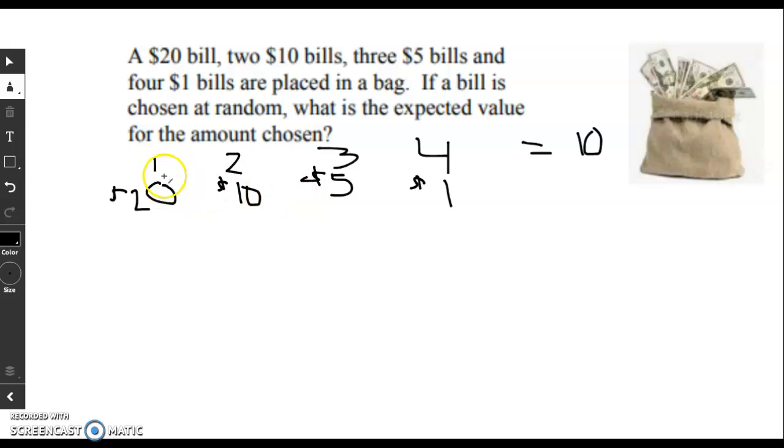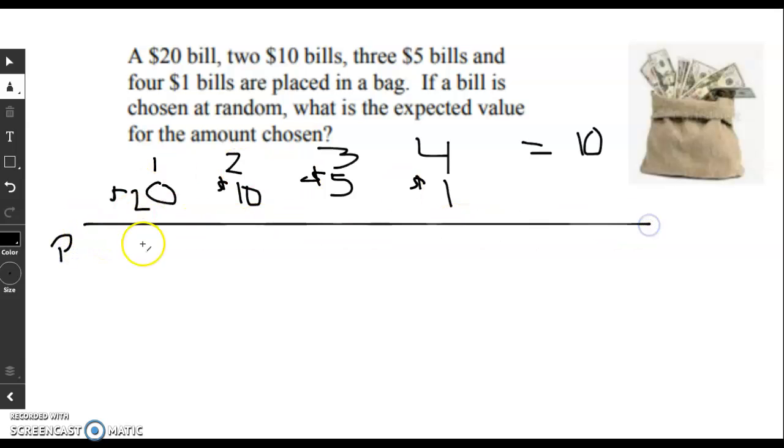So the probability of me pulling out a $20 bill would be, we'll put the probabilities on this row here, 1 out of 10. The probability of me pulling a $10 bill out would be 2 over 10. The probability of me pulling a $5 bill out would be 3 out of 10. And the probability of me pulling a $1 bill out would be 4 out of 10.